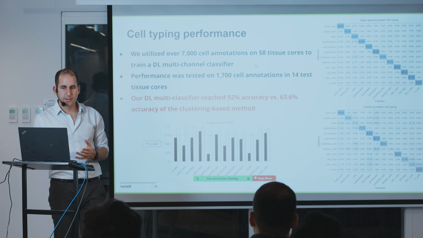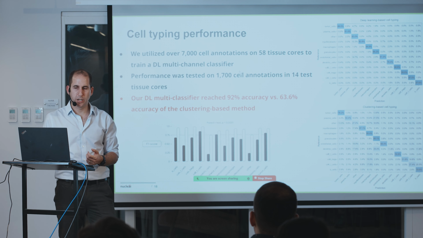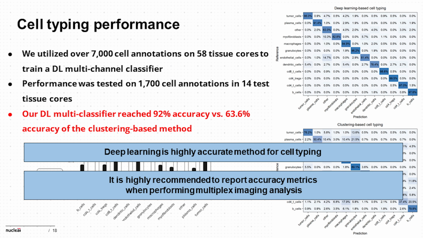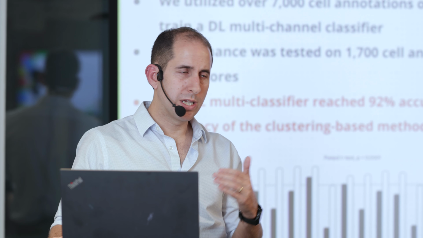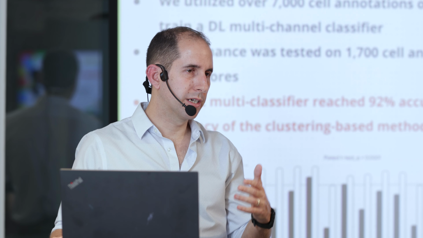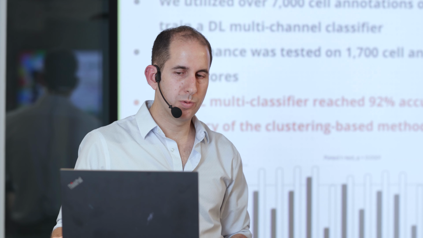In terms of the performance, we used over 7,000 cell annotations to train a deep learning multi-channel classifier, and we assessed its performance on 1,700 cell annotations in 14 test tissue cores that the model was not trained upon. And what we saw is that we get very good accuracy using this method. We reached 92% accuracy. Again, this is the data that was published in a Cell paper, and they did clustering-based cell typing. Once we compared that to manual annotation, which is the gold standard in multiplex imaging to define cells, we saw that their accuracy was only 64%.